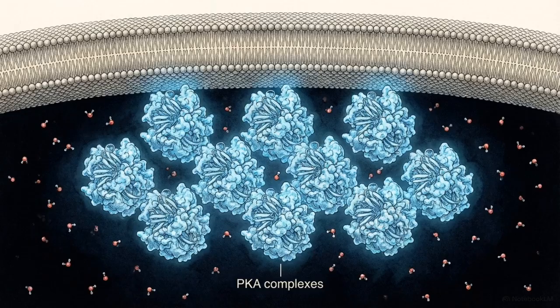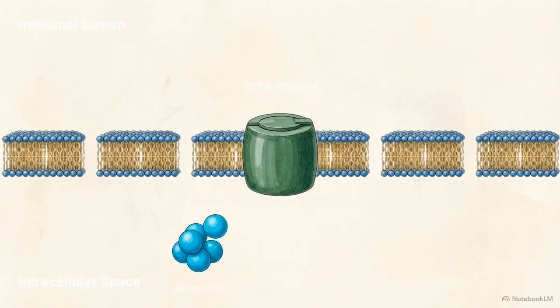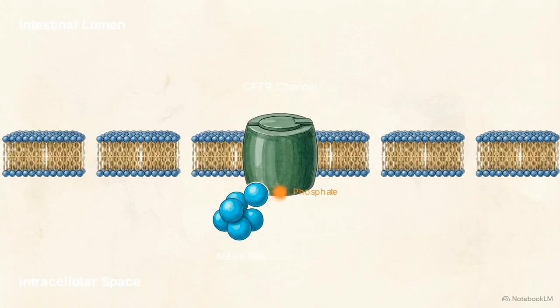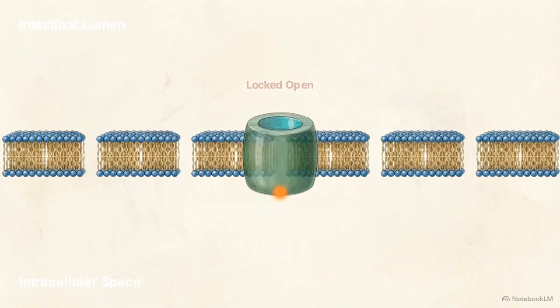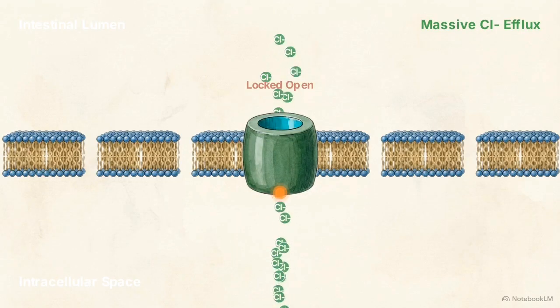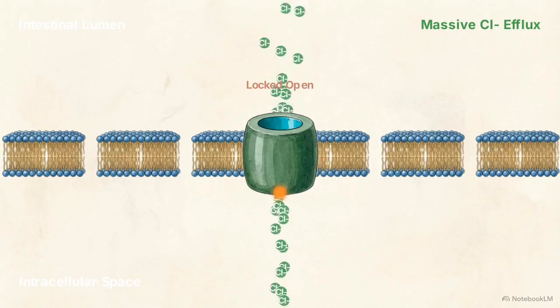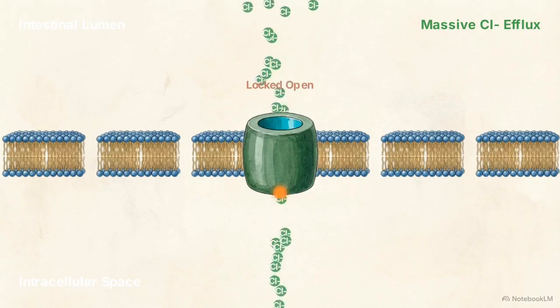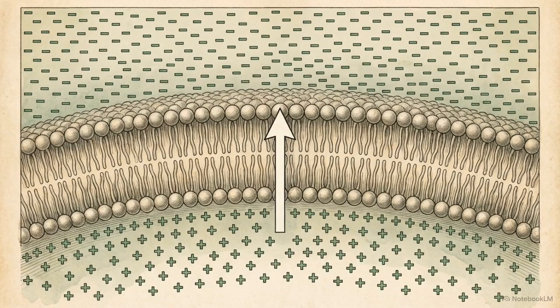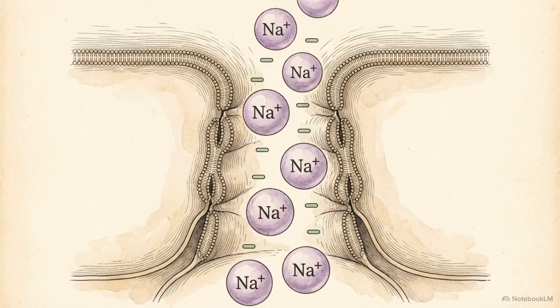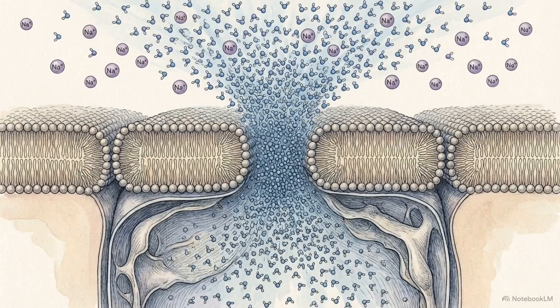Once activated, PKA migrates back toward the apical membrane. Here, PKA phosphorylates the R domain of the CFTR chloride channel. This phosphorylation structurally locks the CFTR channel in an open conducting state. Chloride ions begin pouring out of the cell and into the lumen. This purge of chloride creates a massive electrochemical gradient. To maintain electroneutrality, sodium ions are forced out into the lumen to follow the chloride. Water then follows the sodium via osmotic draw, meaning the cell is effectively pumping itself dry.